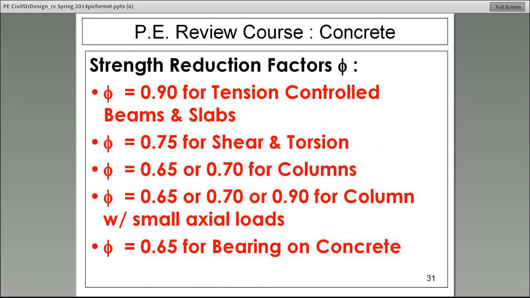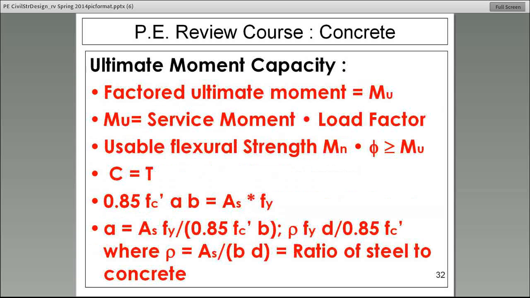The next slide, slide number 31, I've given you the phi factor for various elements. And sometimes, guys, it could just be this question: what is the phi factor for bearing on concrete? Once again, if you know what they're talking about, you would know where to look it up very quickly. So just tag this page. Sometimes this is the question itself, or this is part of the problem that you have to solve.